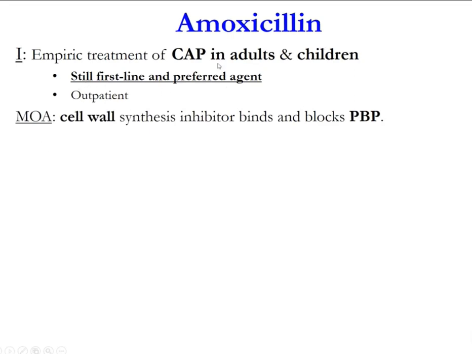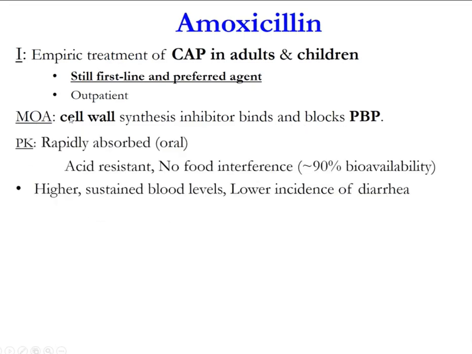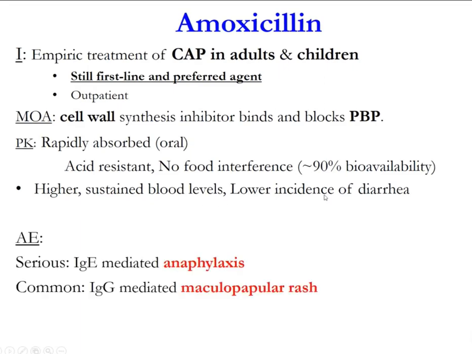It is for outpatient, you can give it because you can trust that it can kill the major pathogens for community acquired pneumonia. Mechanism of action, I already mentioned: cell wall synthesis inhibitor, binds and blocks penicillin binding proteins. Rapidly absorbed, acid resistant, so that means if you have to give penicillin VK or some other drug, that is more acid labile, right? So this one is a little more resistant. There is no food interference. About 90% is bioavailable even if the patient takes it with food. Higher sustained blood level, lower incidence of diarrhea, all this.